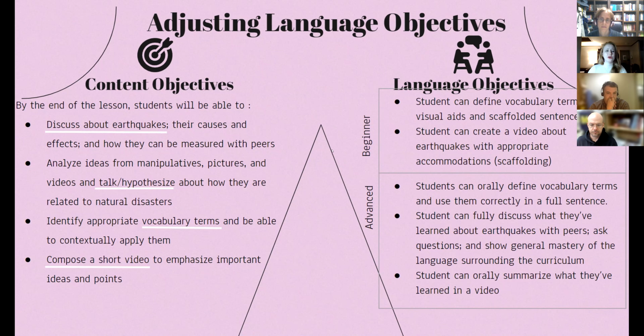Okay, so if you don't use content, you can scribble all of this out over here and just look at my language objectives. If you get rid of the word earthquakes here, you could substitute in whatever you're doing. All right, do you have any questions about these objectives?